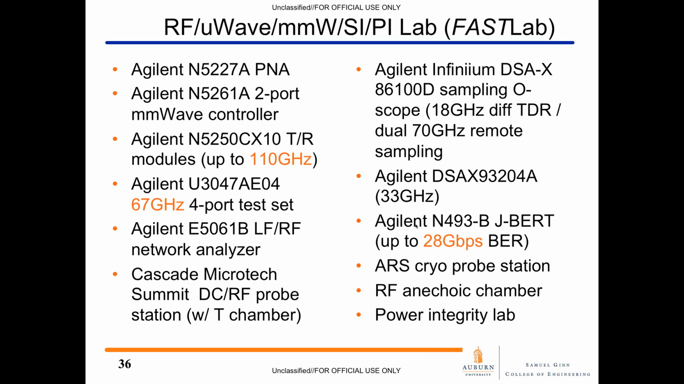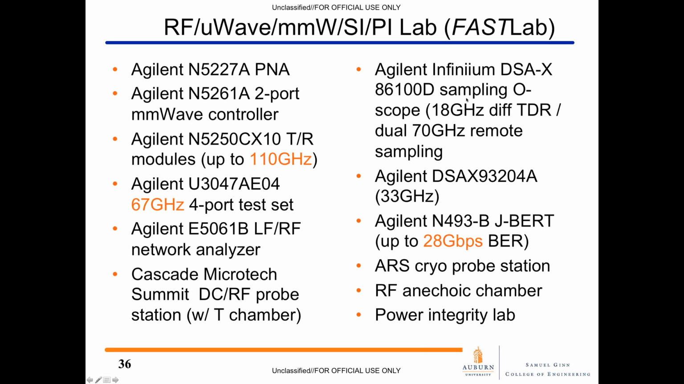We have a pretty solid set of RF, microwave, and millimeter wave characterization tools. We call that the FASTLab, the Fast Advanced Systems Technology Lab. In there we have a 4-port PNA that goes to 67 gigahertz. We also have the ability to go up to 110 gigahertz on 2 of those ports. We have a 4-port test set that will allow us to extend up to 8 ports total, so we can do differential measurements, including differential crosstalk measurements. We have a low-frequency network analyzer for doing some of the power integrity. A lot of this work is done on wafer, so we need to probe, and for that we use a Cascade Microtech Summit probe station. We've got the T-chamber with that.